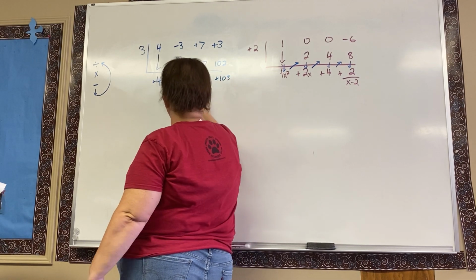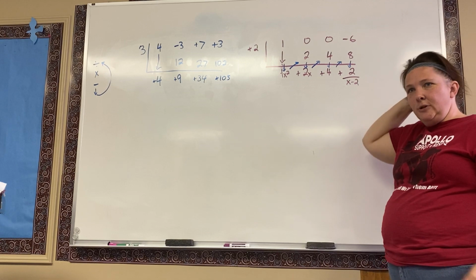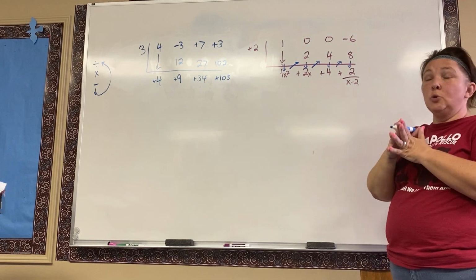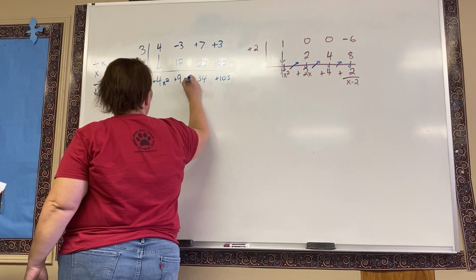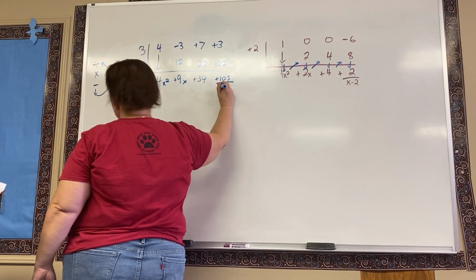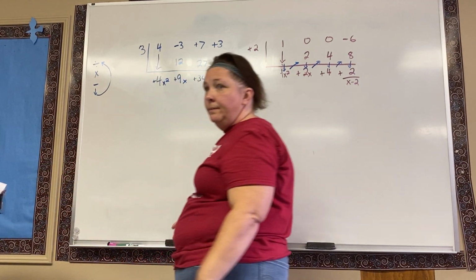Now, what do I fill in here? What goes with the 4? Since the first term had been x cubed, the first term in our answer will be x squared. X squared. Good. X squared. X, nothing. And then this is the remainder right there. Okay.